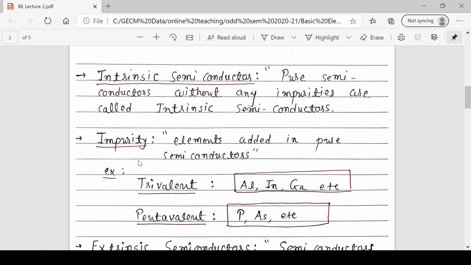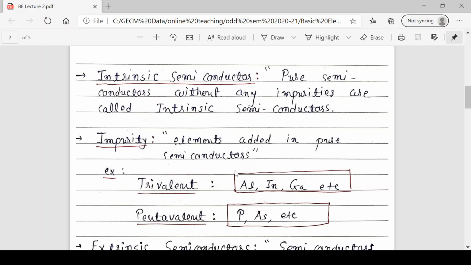These impurities are of two types. The first category is trivalent. All those elements which have three valence electrons are called trivalent impurities. Examples are aluminum, indium, gallium, etc. The other category of impurity is pentavalent impurity. The examples are phosphorus, arsenic, antimony, bismuth, etc.